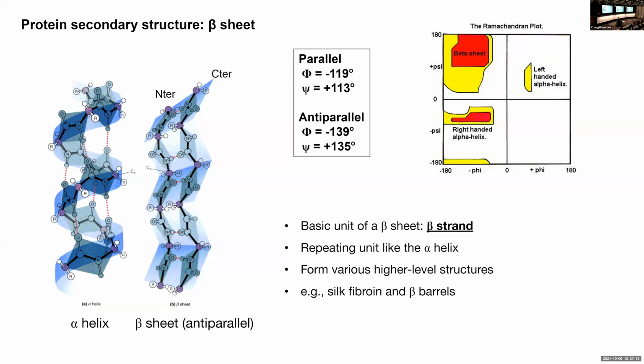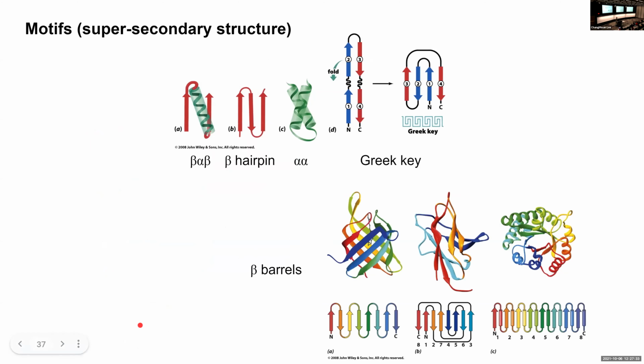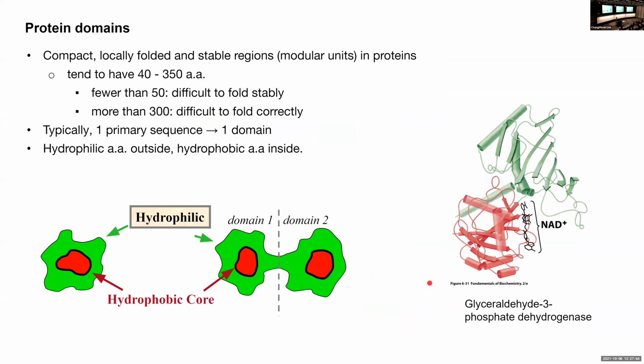Question? All right. And we talked about some higher order structures like the elongated filamentous or fibrous proteins. We talked about these three examples: alpha keratin, collagen, fibroin, and how they are formed too. We talked about super secondary structures, which are motifs. They are sort of a functional region. And the upper level would be the domains, right?